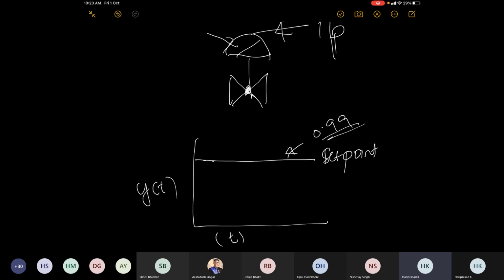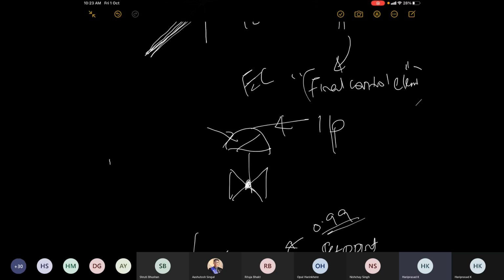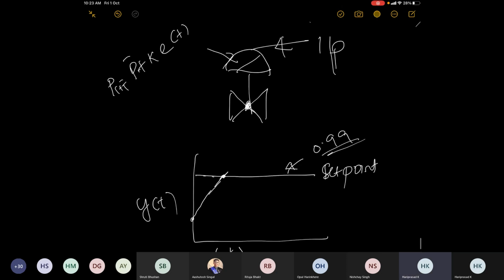So initially, you might start somewhere here. Then it might go up, and you have seen the responses of second order systems, underdamped, overdamped. Sometimes it momentarily cuts your set point. Immediately your controller, what is your controller? P is equal to P bar plus K times E, on both sides. So when it just crosses this point, suddenly the control action shuts off.